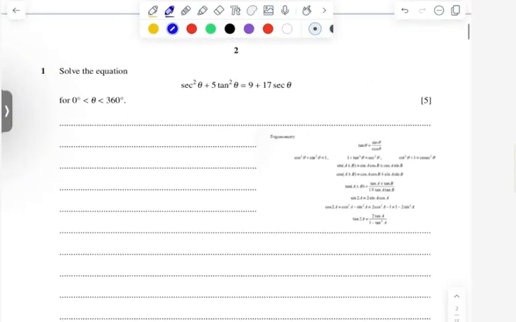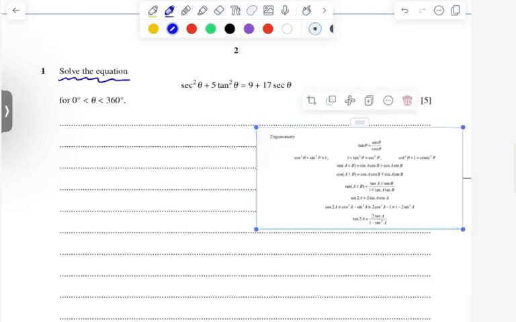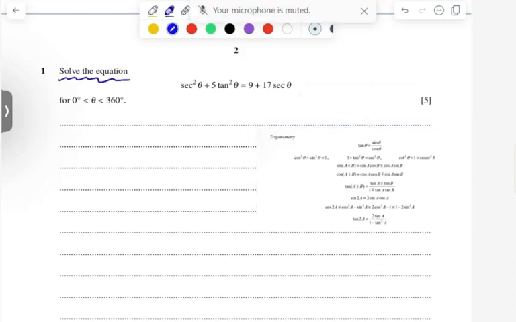The first question we have is a trigonometry question. We've got sec squared theta plus 5 tan squared theta is equal to 9 plus 17 sec theta, and they're saying solve the equation. You can see I've copied the trigonometry part of my MF19 into this document to make it easy, but I really encourage you to print out an MF19 and have it next to you as you are solving these, because it will help you to get used to the paper.